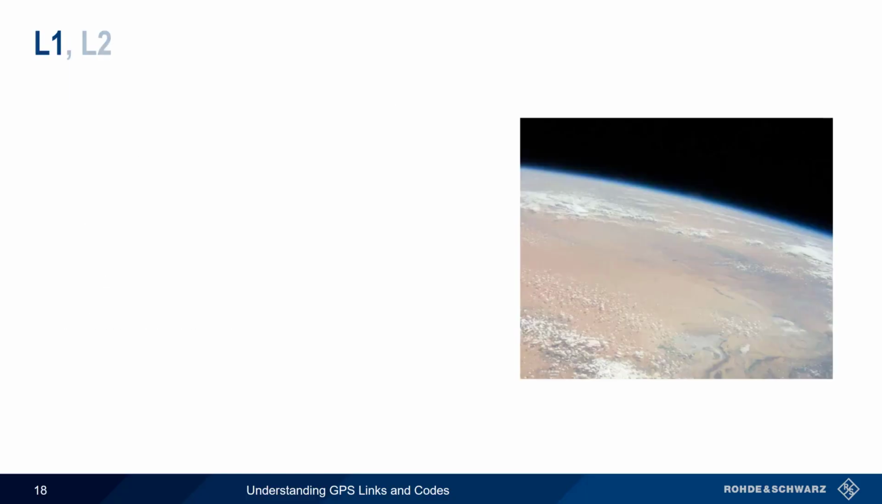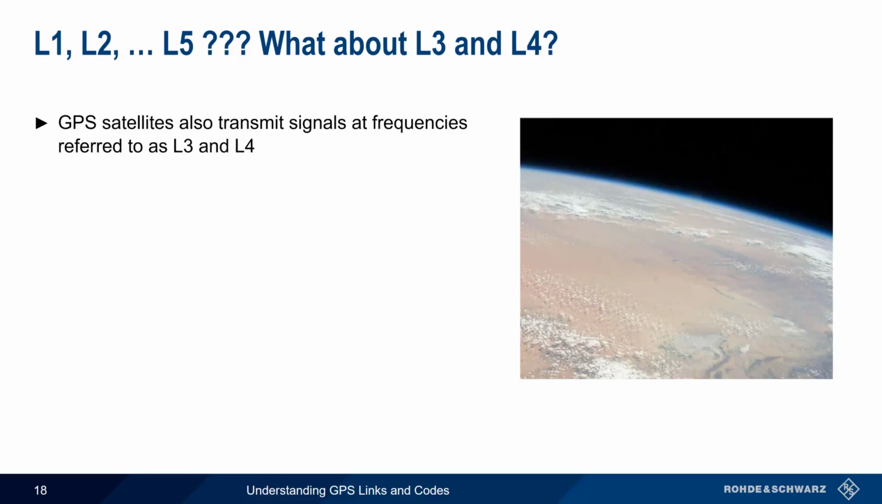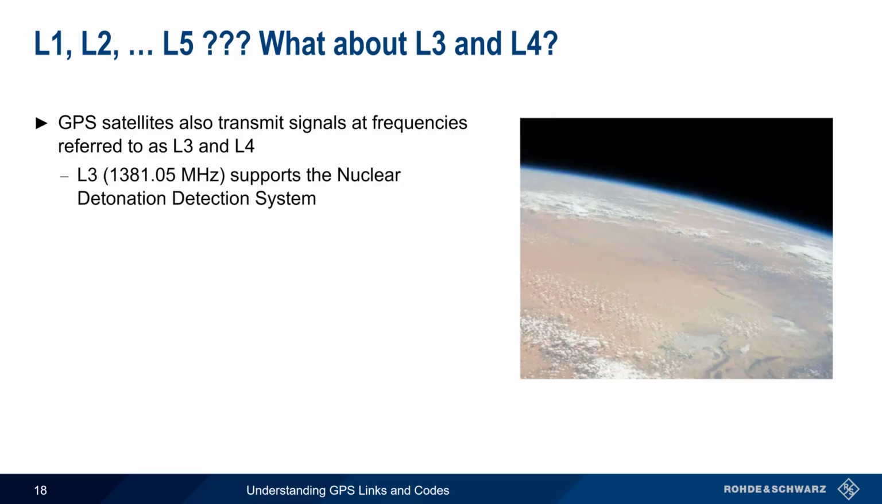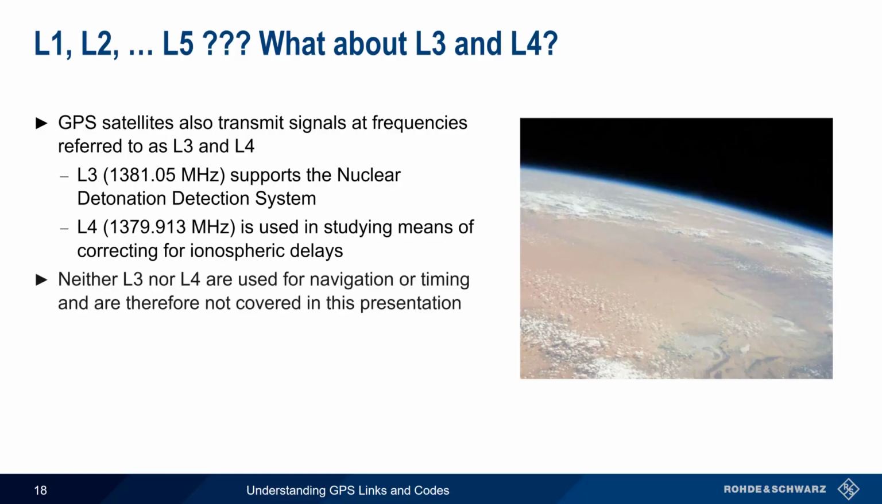So we have L1, L2, and L5. What about L3 and L4? Actually, GPS satellites do transmit signals at frequencies referred to as L3 and L4. The L3 link supports the Nuclear Detonation Detection System, or NuDet, and L4 is used for research into methods of correcting for ionospheric delays. Because neither L3 nor L4 are used for navigation or timing, we won't be covering them in this presentation.